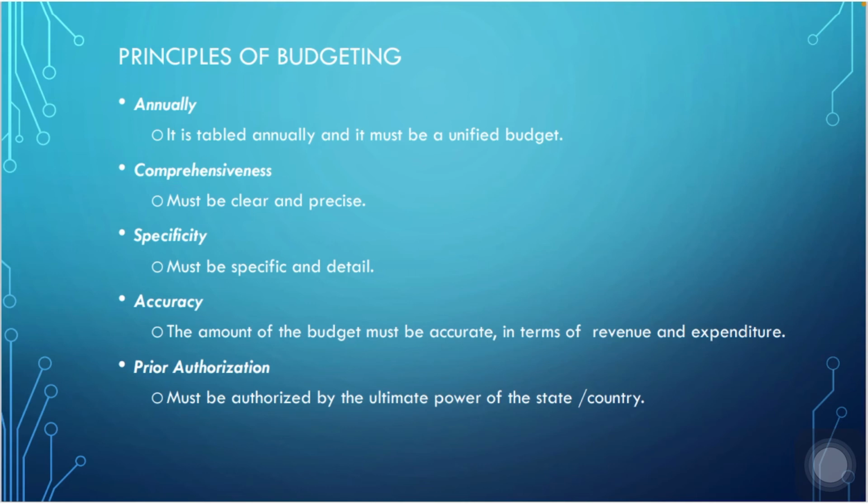So kalau you nak tengok iklan-iklan yang tender projek ni, you boleh tengok dekat surat khabar. So principle number 4 must be accurate. So the amount of the budget must be accurate in terms of revenue and also expenditure. So kalau hasil, contoh hasil 20 bilion, expenditure pun kenalah 20 bilion ataupun 20 bilion on the dot.